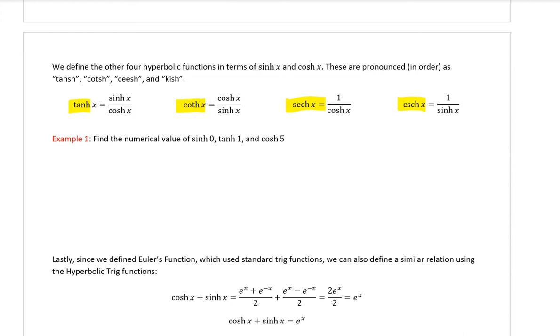So these should look like what you're used to. Tangent is supposed to be sine over cosine, so likewise tanh is sinh over cosh. Cotangent is cosine over sine, so likewise coth is cosh over sinh, and on and on. Now, with these definitions that we have, we should be able to find numerical values of some of these functions. For example, sinh of 0.